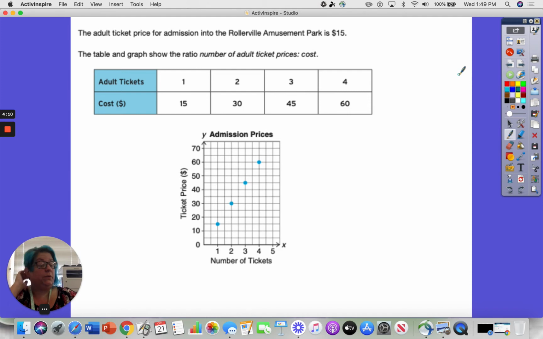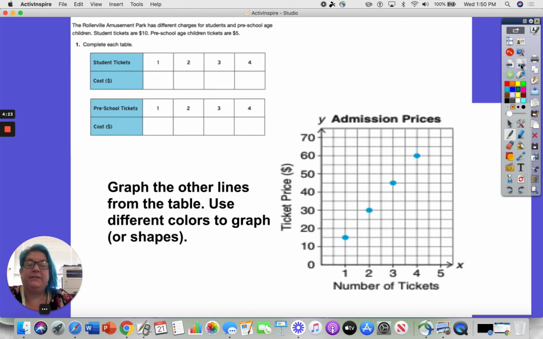So let's look at this one. The adult ticket price to Rollerville Amusement Park is $15, and the graphs show the adult ticket price, cost. It doesn't show anything else. What we're looking at now is this next one. It says it charges different for students and preschool age children. Students are $10, so we're going to come in here and we're going to fill this out.